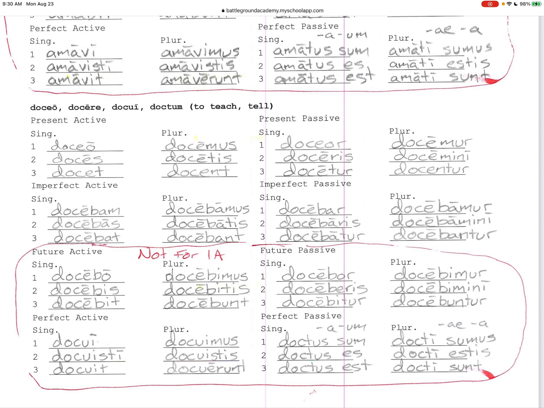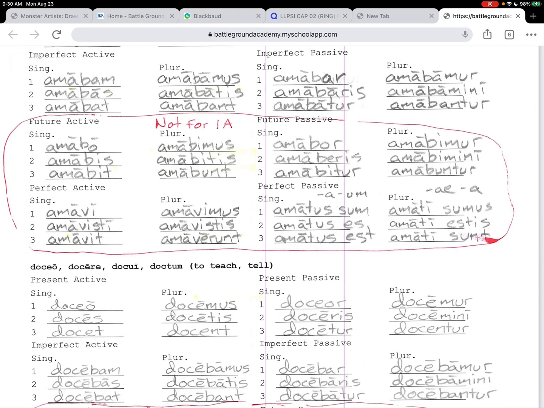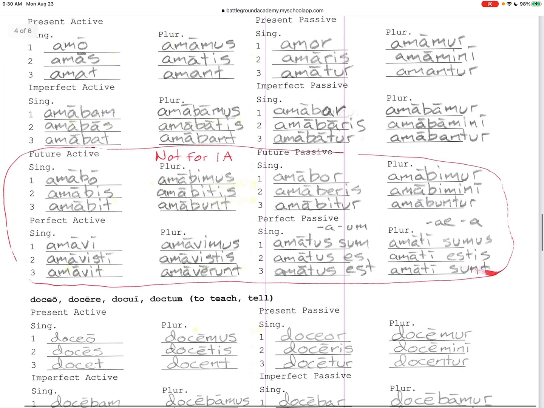Perfect passive also is rather specific and different from the other verb forms in the passive. Instead of a one-word form with passive endings, the perfect passive of all verbs is made from the fourth principal part plus sum, es, est, sumus, estis, sunt as a separate word. So if I look at amo, amare, amavi, amatum, the fourth part amatum is the perfect passive participle, and we use that to make the perfect passive conjugated forms.